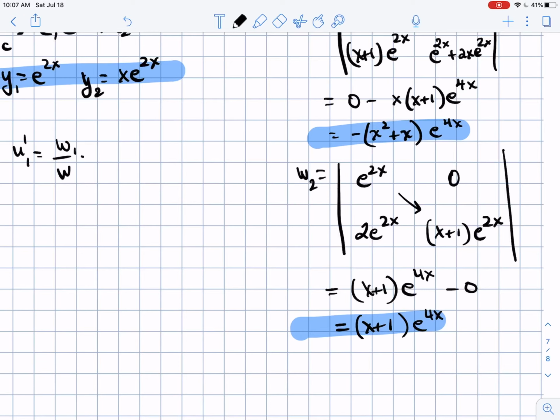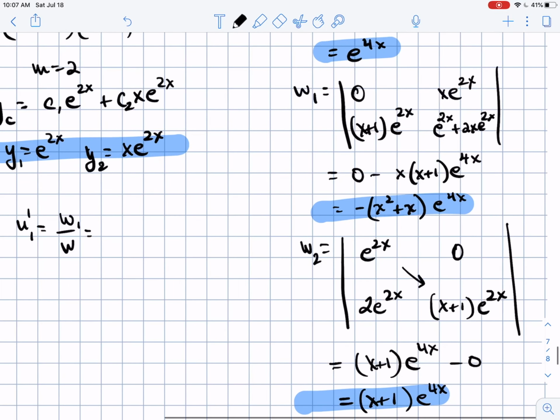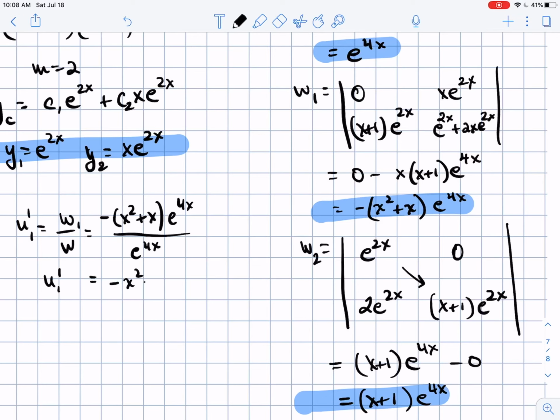Okay, which in our case is going to be, what's w sub 1? Is just e to the 4x. Oh no, my bad. So w sub 1 was negative x squared plus x e to the 4x over e to the 4x. Right, so that's nice. So we get u sub 1 prime is just going to be negative x squared minus x. All right, so let's keep that in mind.